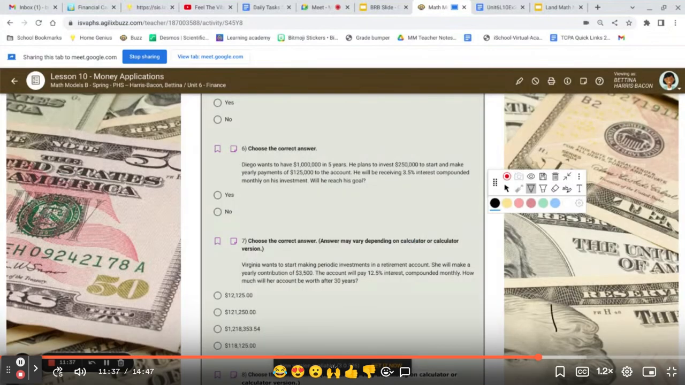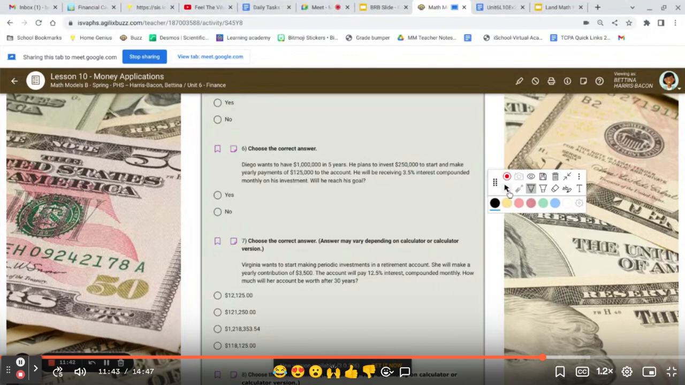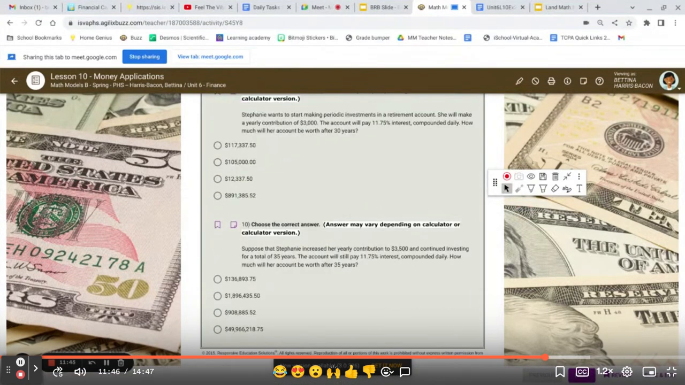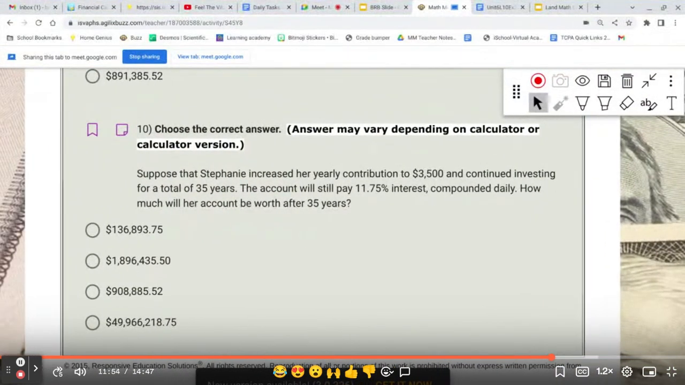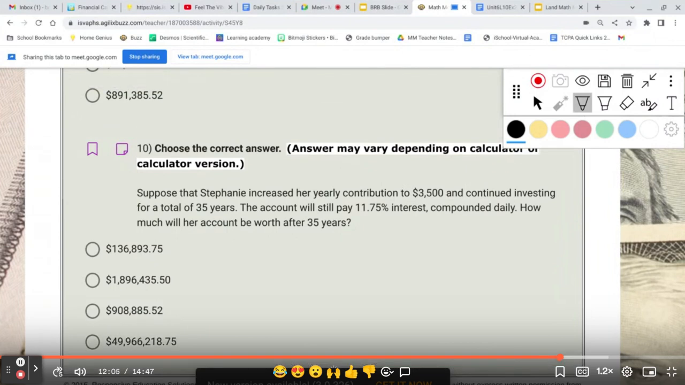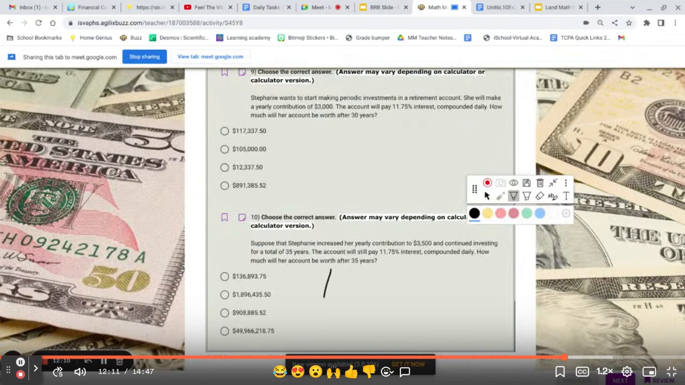Let's go down here and do one more towards the bottom. I'm trying to delete that little thing off of there. Let's go down here. Maybe let's just do the bottom one down here. I'm going to try to zoom in and see if my handwriting will look a little better on here, so I'm not trying to write so small. Okay, so it says, suppose Stephanie increased her yearly contribution. So this yearly contribution is basically going to be a payment. And it won't let me do it, I don't think. I'm trying to zoom in, and I don't think it's letting me write when I zoom in.